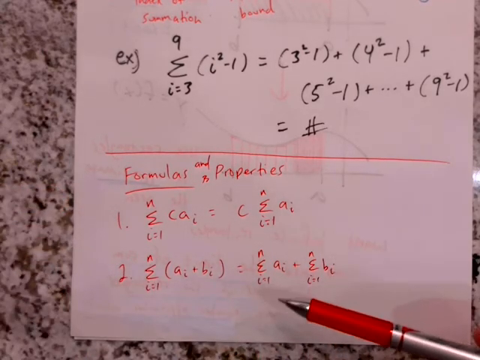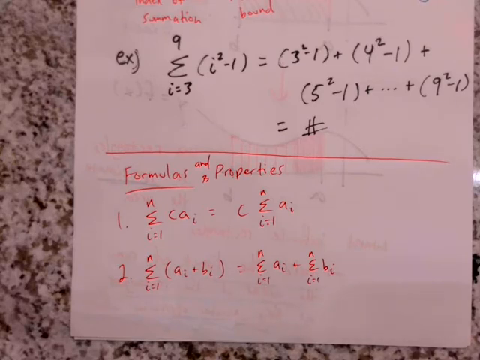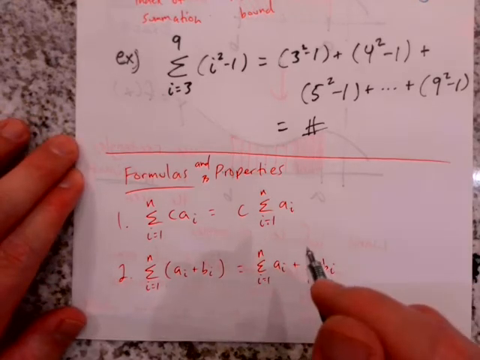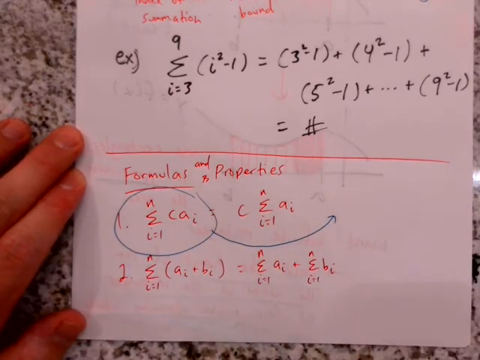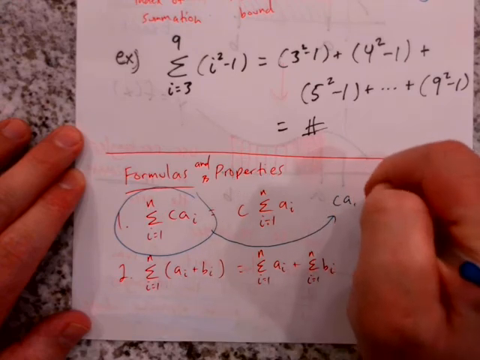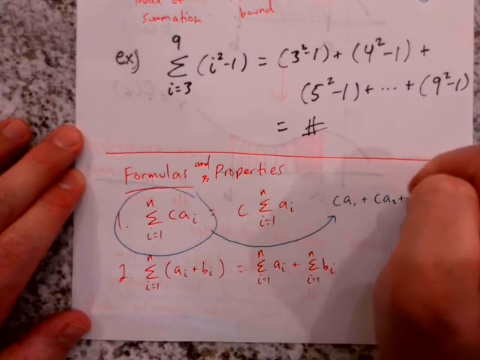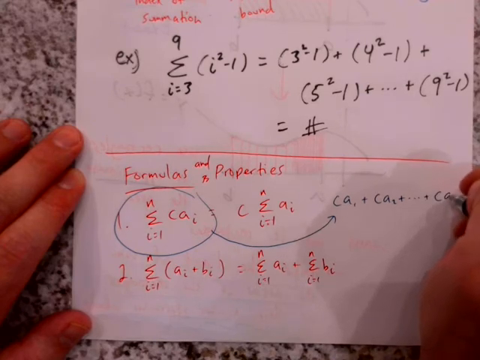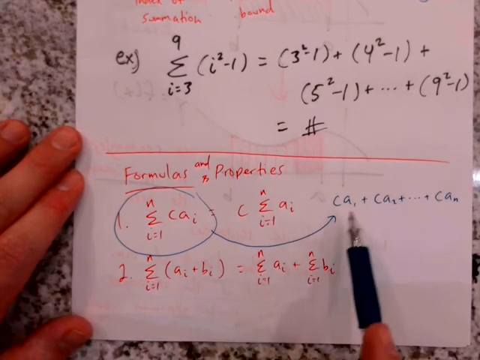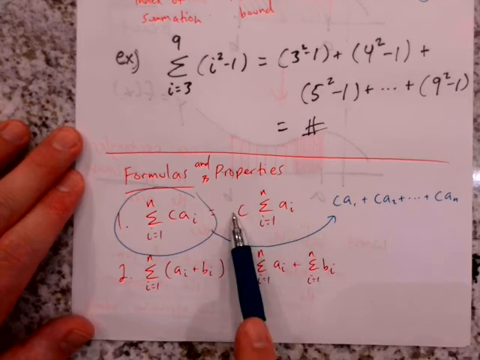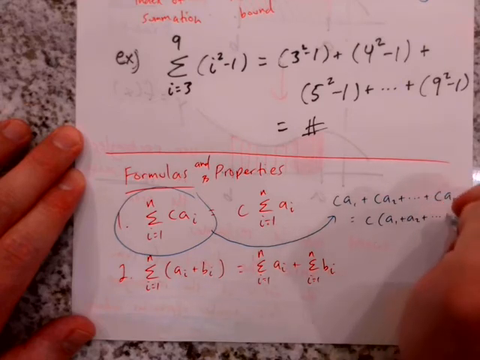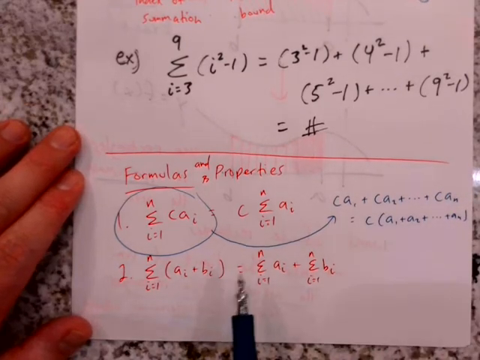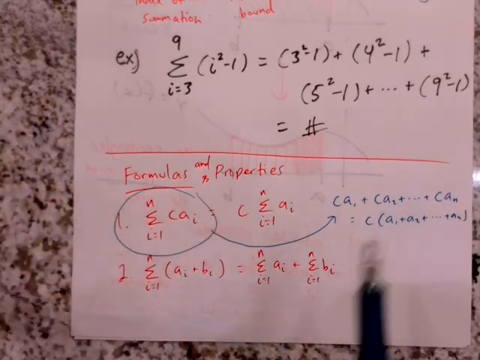Both these two properties, by the way, make sense just algebraically. Like basically this first property says that if you take this sum and write it in expanded form, it would be c times a1 plus c times a2 plus c times a3 all the way to c times a sub n. And you can just factor c out. Right, so this is the left side, this is the right side, and they are equivalent.